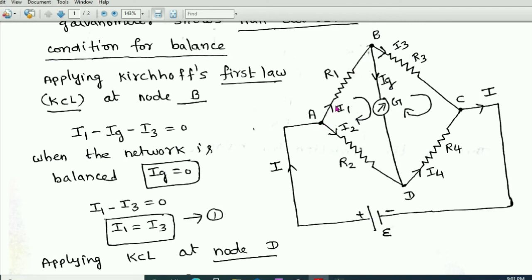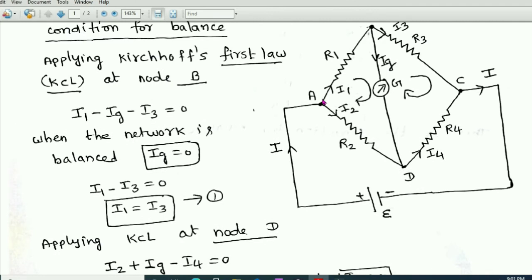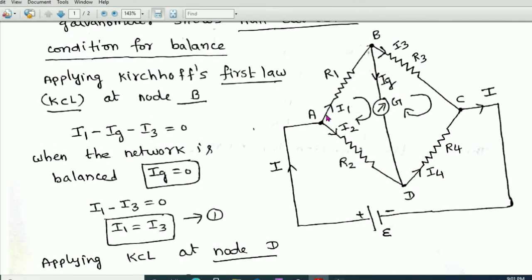When we are moving in the same direction of current, the IR product is taken as negative. So minus I1 R1. Current is I1, resistance here is R1. The product gives the potential difference. So that is minus I1 R1. We are applying Kirchhoff's voltage law for the loop A, B, D, A. From A to B means we are moving in the same direction. So minus I1 R1. Next, from B to D.